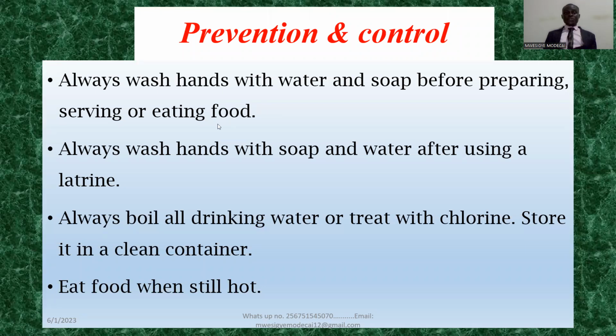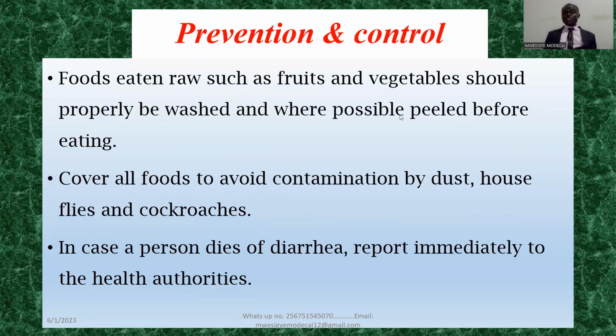How can we prevent the condition? Always wash hands with soap and water before preparing and serving meals. Always wash hands with soap and water after the latrine. Always boil all drinking water and treat with chlorine. Store the water in a clean container. Eat food when it is still hot. Food eaten raw, such as fruits and vegetables, should be properly washed and, where possible, peeled before eating. Cover all foods to avoid contamination by dust, houseflies, and cockroaches.